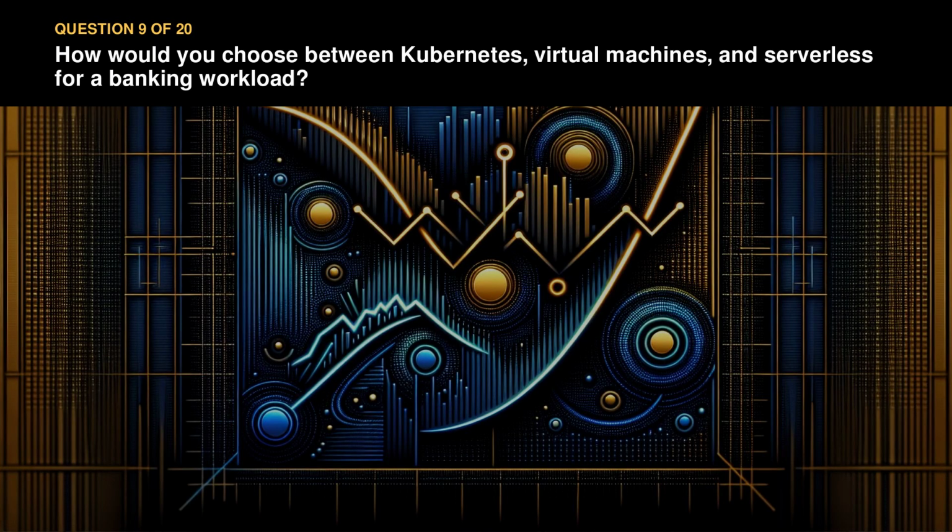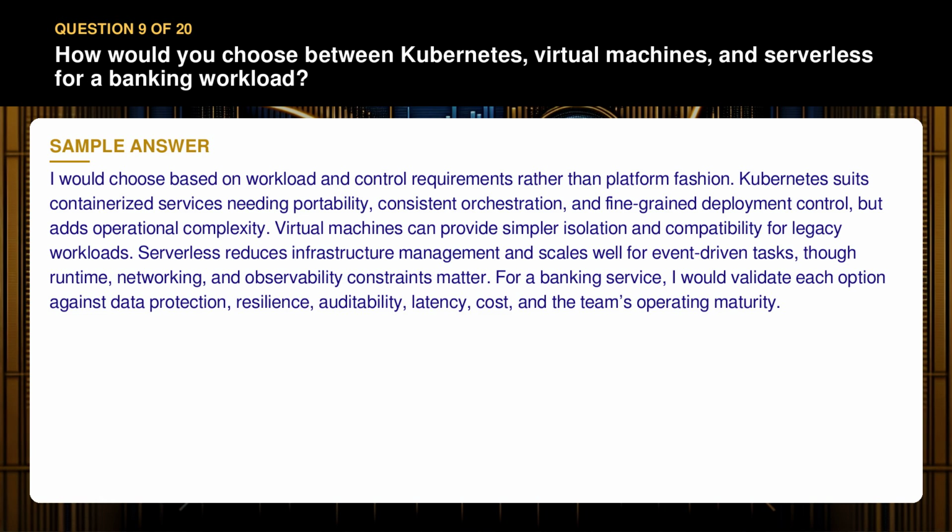Question 9. How would you choose between Kubernetes, virtual machines, and serverless for a banking workload? I would choose based on workload and control requirements rather than platform fashion. Kubernetes suits containerized services needing portability, consistent orchestration, and fine-grained deployment control, but adds operational complexity. Virtual machines can provide simpler isolation and compatibility for legacy workloads.